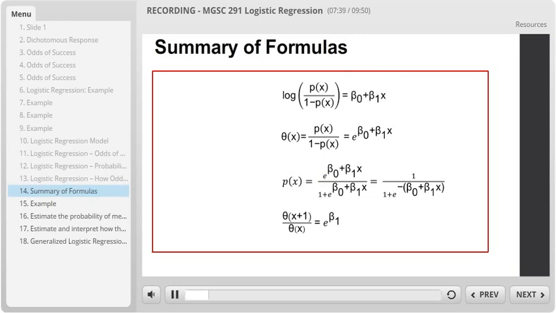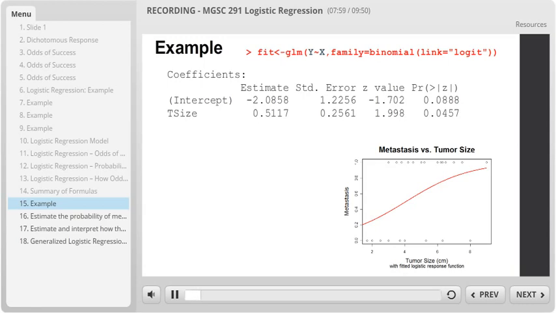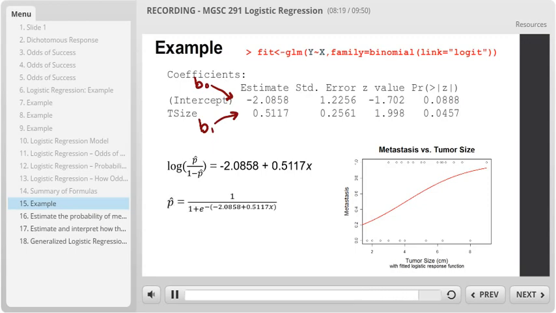We now have formulas for the regression equation, odds of success, probability of success, and the change in odds when x increases by 1. Notice that each formula is stated in terms of beta naught and beta sub 1, which we will find in the R output of our logistic regression. To run a logistic regression in R, see the code at the top of this slide, where y is the dichotomous response and x is the continuous predictor. The coefficients table gives us b naught and b sub 1, which we then plug into our regression equation. Plugging into the formula for probability at x gives us the S-shaped curve in the graph.